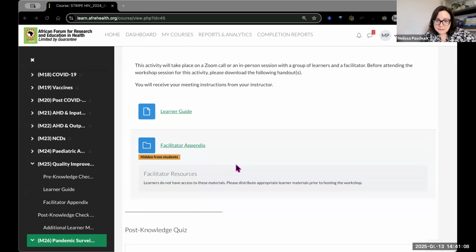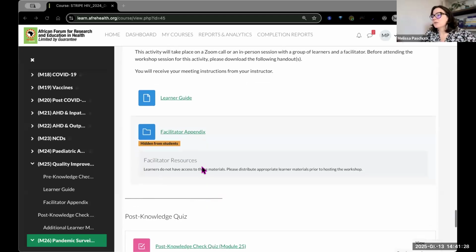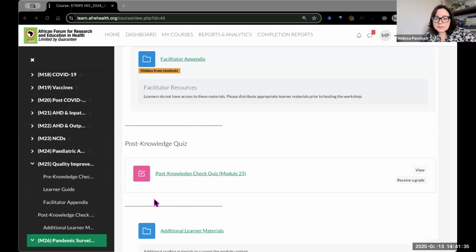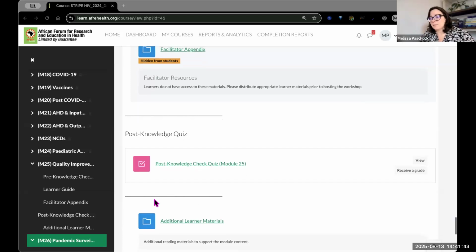In the facilitator appendix, that's where you will find the facilitator guide. Also inside this folder will be the facilitator answer slides, and that's where you saw the PDSA model and the Donabedian model that David shared. Only facilitators will have access to the facilitator appendix. So you can see here it says hidden from students. Next, it will be followed by the post-knowledge check quiz. Again, this quiz allows learners to reflect on what they've learned, and it helps us measure the knowledge that the learners have gained.